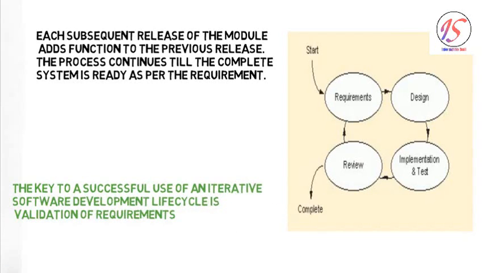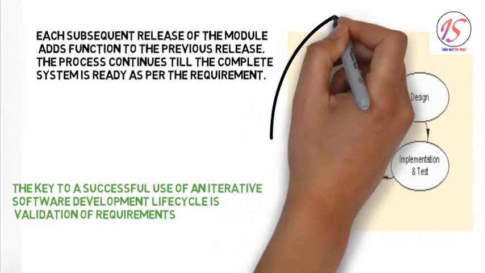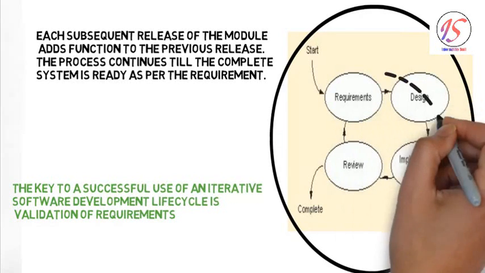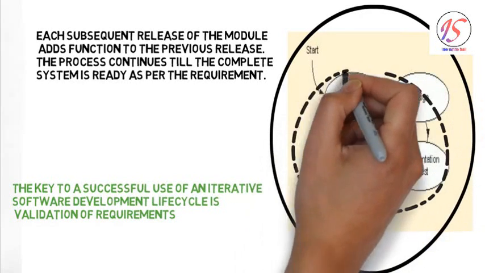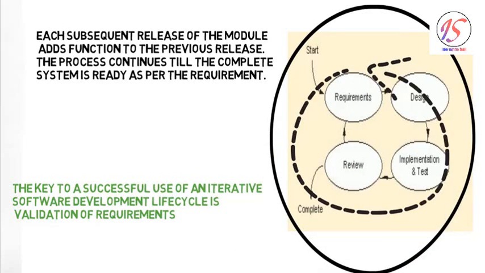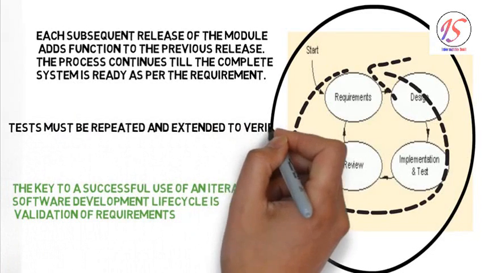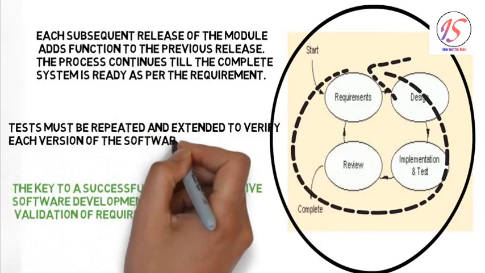The key to a successful use of an iterative software development life cycle is validation of requirements, and verification and testing of each version of the software against those requirements within each cycle of the model. As the software evolves through those successive cycles, tests must be repeated and extended to verify each version of the software.